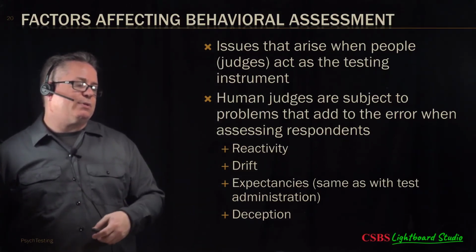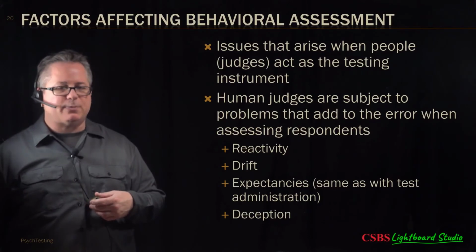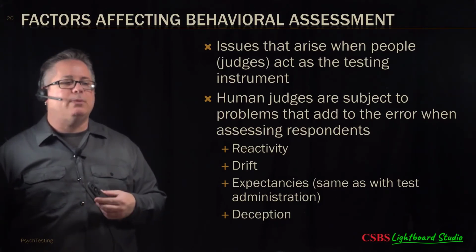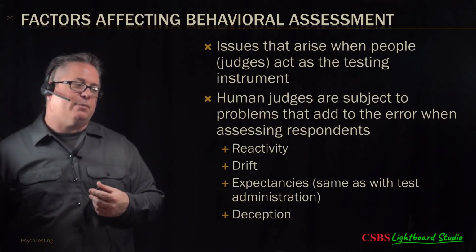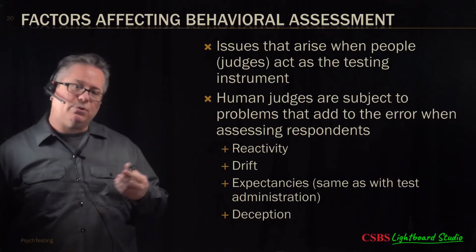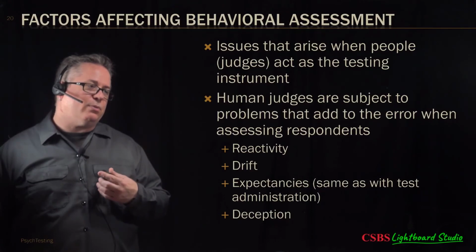Human judges are subject to problems that add to the error when assessing respondents. People are horrible instruments. People are not consistent. They're not very accurate most of the time. You can train them. You can get them better. You can reduce some of the error, but in general, not super good.